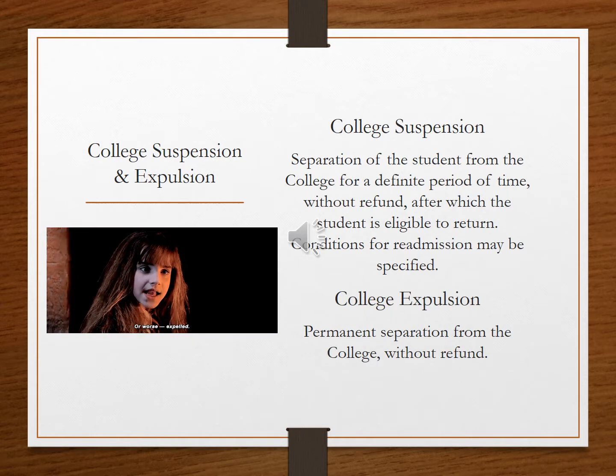College suspension and expulsion. College suspension: separation of the student from the college for a definite period of time without refund, after which the student is eligible to return. Conditions for readmission may be specified. College expulsion: permanent separation from the college without refund.